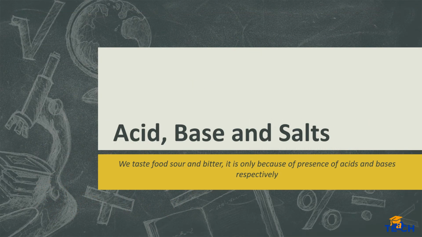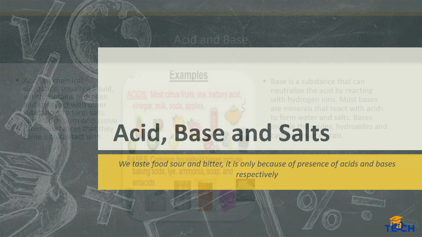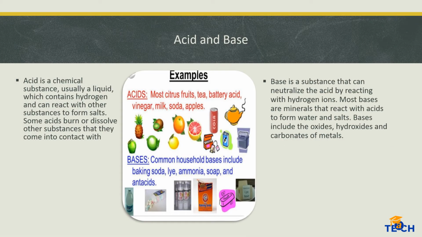Now let's talk about acids, bases and salts. We taste food as sour and bitter only because of the presence of acids and bases respectively. Acid is a chemical substance, usually a liquid, which contains hydrogen and can react with other substances to form salts. Some acids burn or dissolve other substances that they come into contact with.